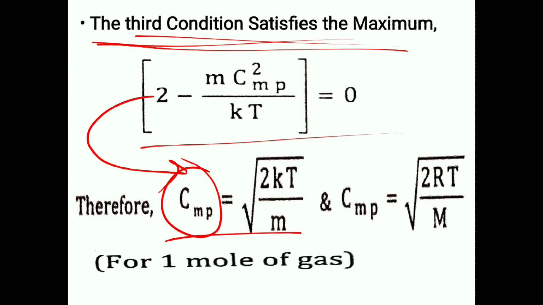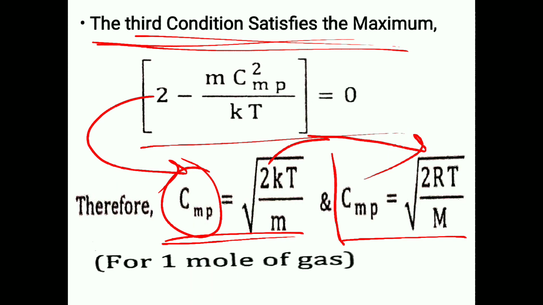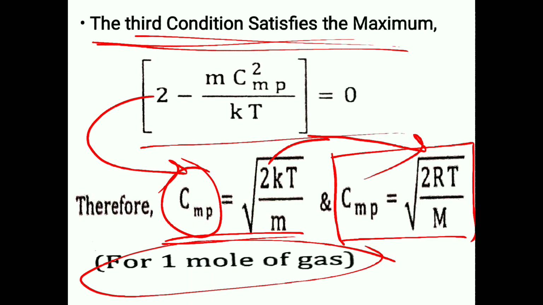From there, if we solve this, we get the value of c_mp. Therefore c_mp equals the square root of 2kT/m, and if we put in the universal gas constant, then c_mp equals the square root of 2RT/M for 1 mole of gas.